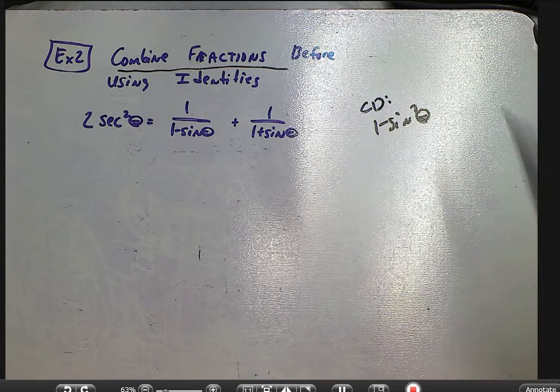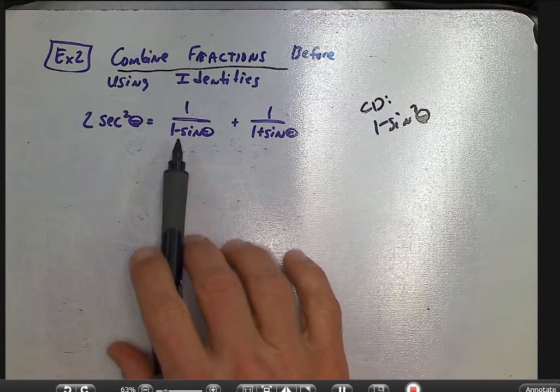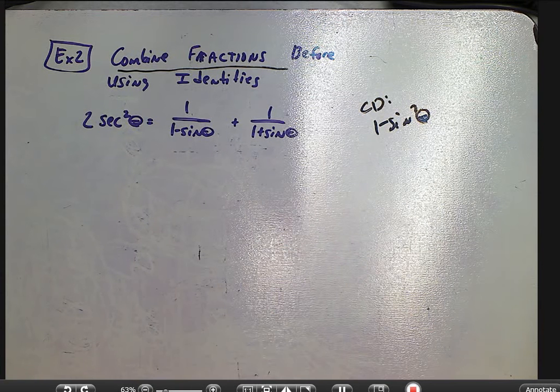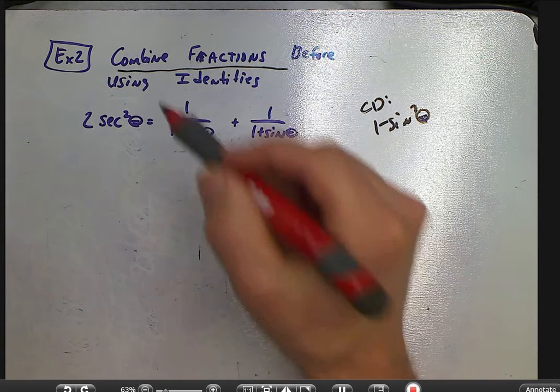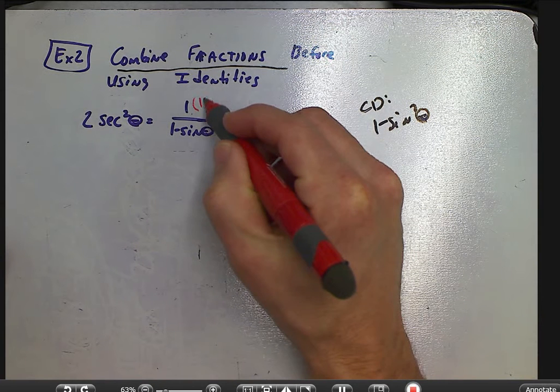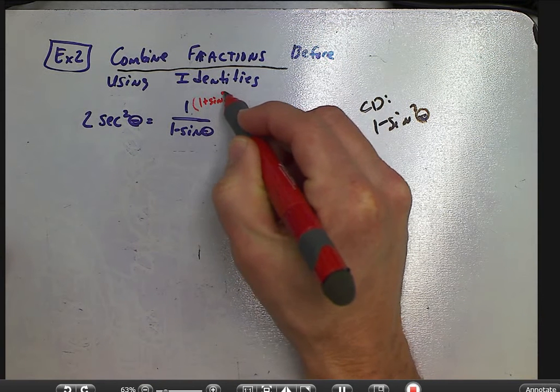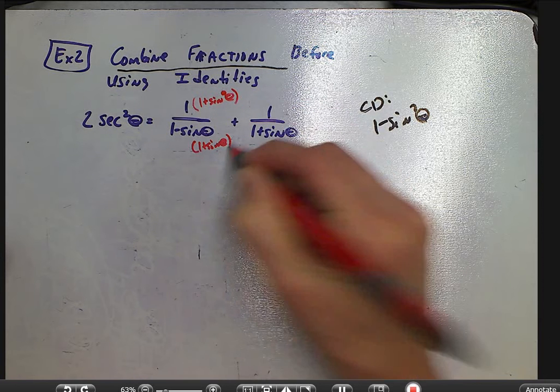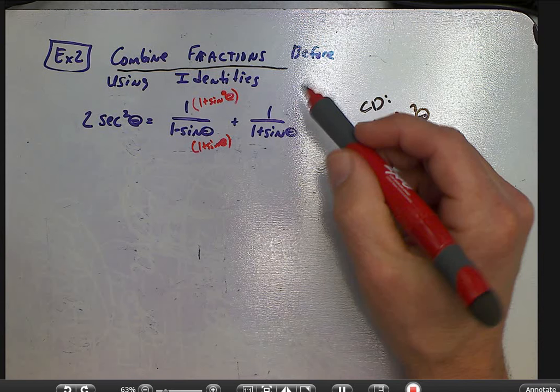How do I know that? Well, if I multiply these two denominators together, it gives me 1 minus sine squared theta. So for the first fraction, in order to make it look like 1 minus sine squared theta on the bottom, I have to multiply it by 1 plus sine theta, top and bottom. On the right, I have to multiply by 1 minus sine theta.